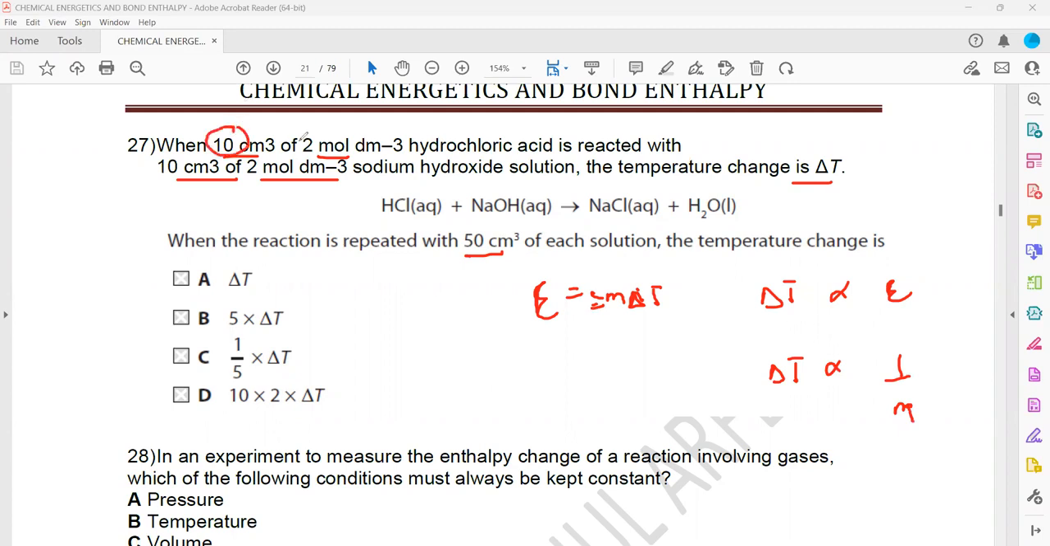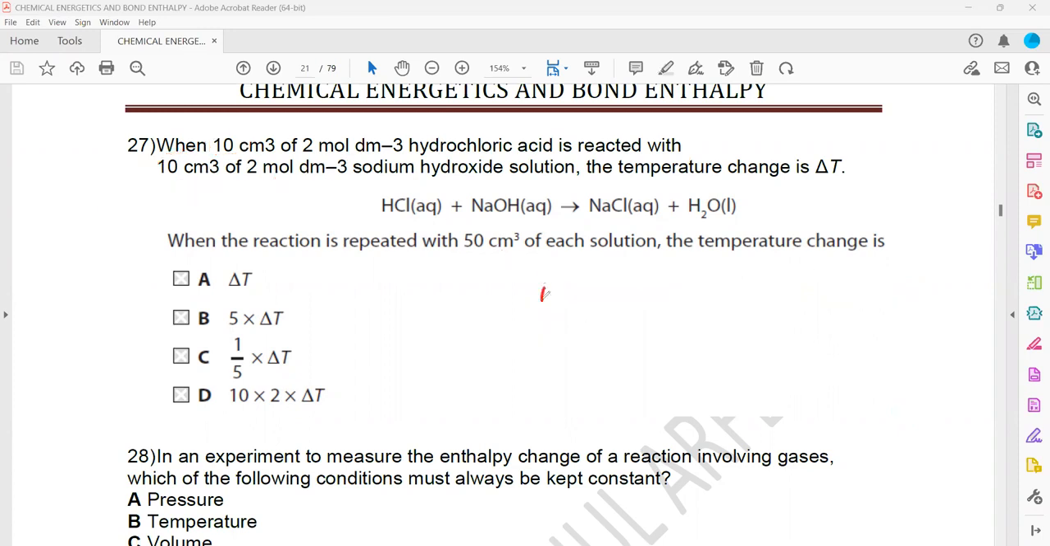First, initially, how much is the total volume of the solution? 10 plus 10, 20. And then we took 50 cm cube of each, so 100. So first it was 20 and it became 100. So how many times has it changed? It has changed by a factor of 5. So if the mass or the volume of solution is multiplied by 5, the temperature change will decrease by 5. That is one thing. But we changed both solutions. So what happened to the temperature change is directly proportional to moles.